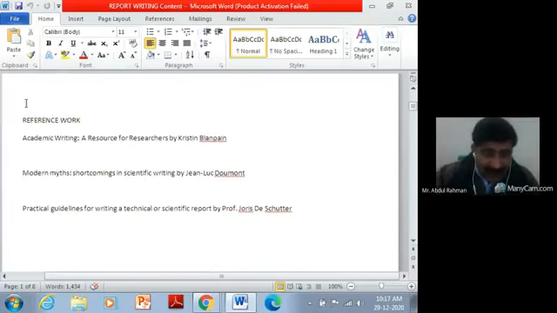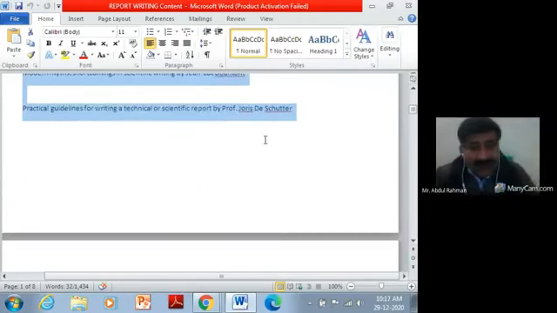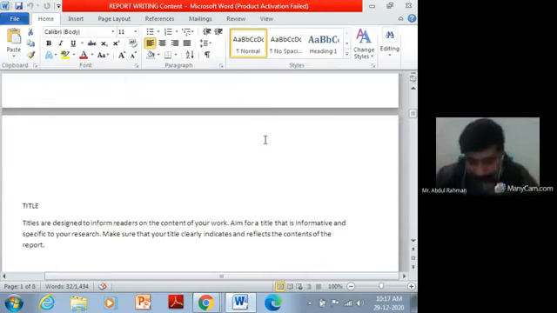For reference work, for this material, these books were consulted, right? Academic Writing, a resource for researchers by Kristen, then Modern Myths, Shortcomings in Scientific Writing by Jane Leake Diamond, and then Practical Guidelines for Writing a Technical or Scientific Report by Professor Joris D. Chutter, right? So these are the resources from where we have consulted these things.